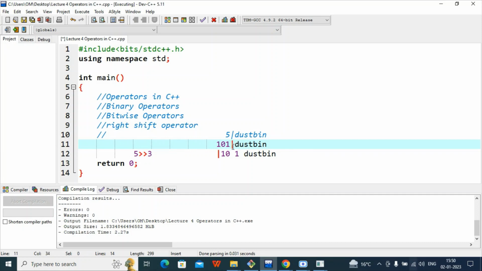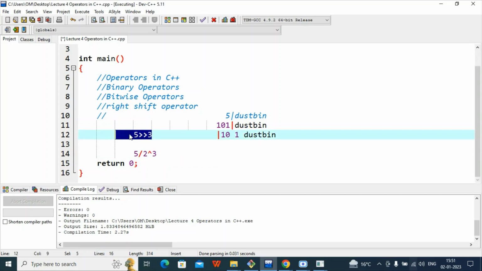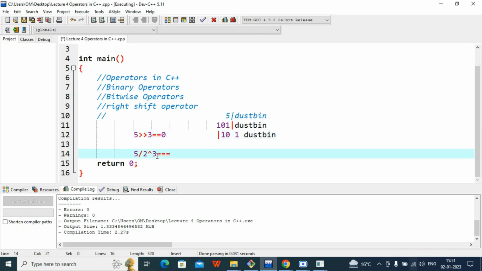Okay. If you find it difficult to calculate using this dustbin and dumping ground, the simple formula is 5 divided by 2 to the power of the number it is asked to shift by. This is the same as this. What will it give you? 0. I explained all the steps one by one. 5 divided by 2 to the power 3, that is 8. 5 divided by 8 is 0 only, right?